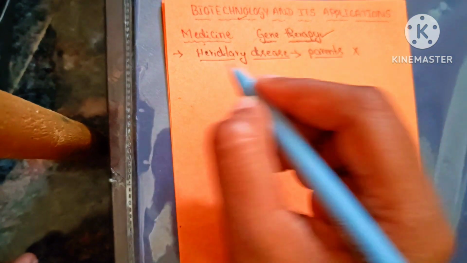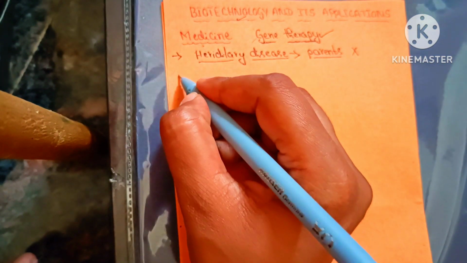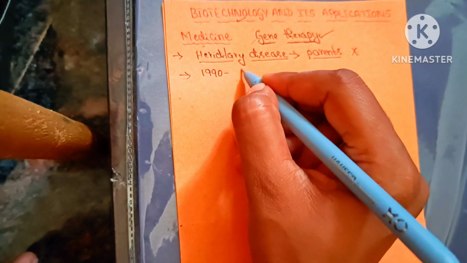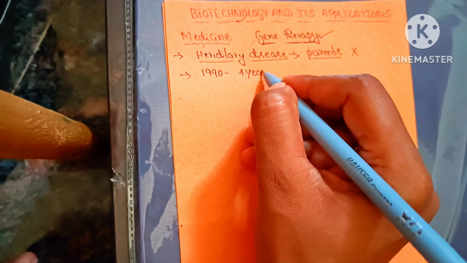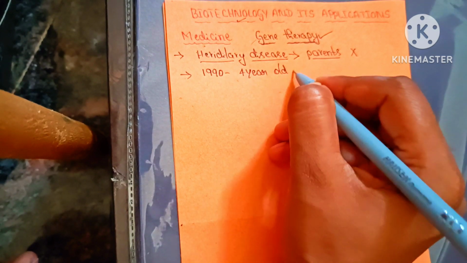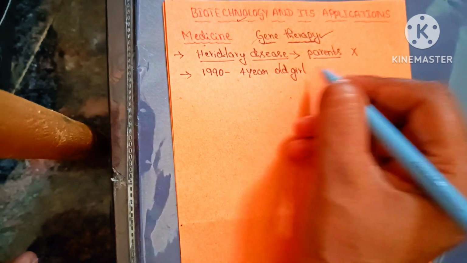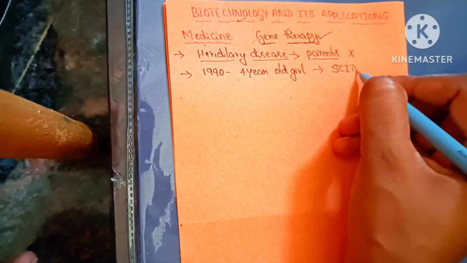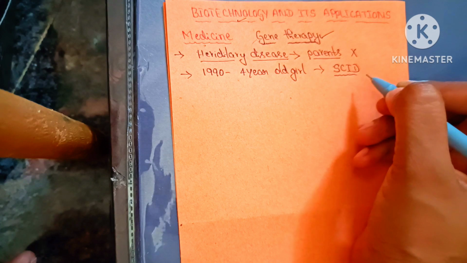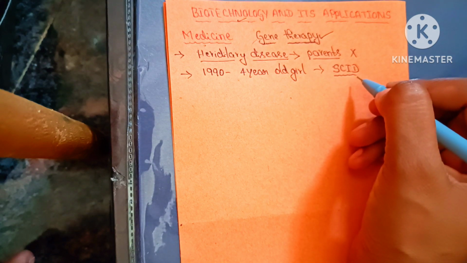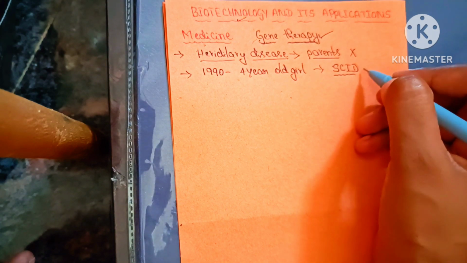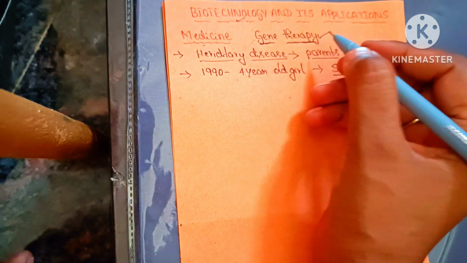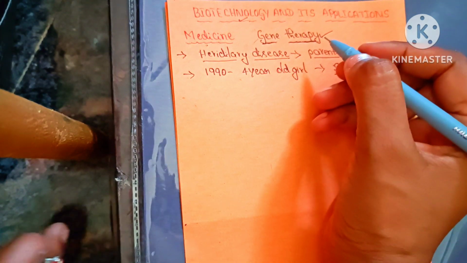First clinical gene therapy was done in the year 1990 to a 4-year-old girl who was suffering from a condition SCID, which refers to severe combined immunodeficiency syndrome, that we shall take up later. Before that, we shall understand what is meant by gene therapy.